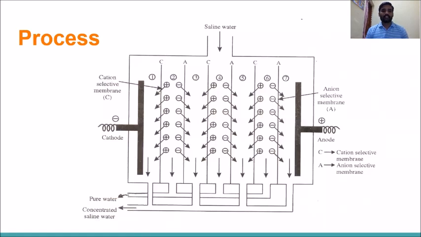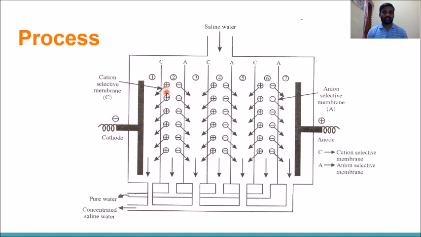Let's see the electrodialysis process. In this process, the saline water is allowed to pass through the electrodialysis cell. This is an electrodialysis cell. When a direct current is passed through the saline water enclosed between the ion selective membranes, the cations of the dissolved salts move towards the cathode through the cation selective membrane, whereas the anions of the salts move towards the anode through the anion selective membrane. The ions start moving towards the oppositely charged electrodes through the membranes when the current is applied.